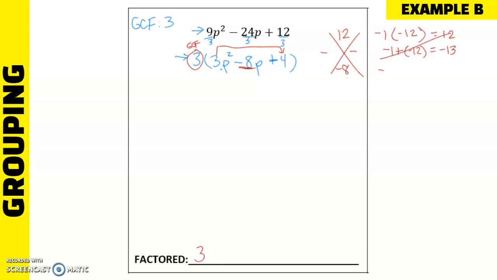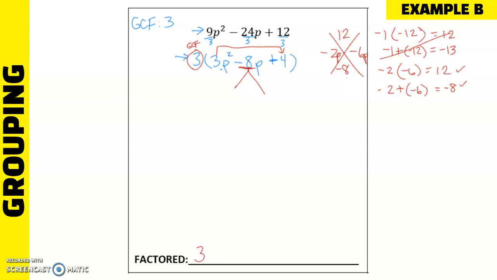So let's try the next one. If I do negative 2 times negative 6, that's positive 12. If I do negative 2 plus negative 6, that's going to be negative 8. Hey, that's what I want. It gives me both of them. So I have negative 2, negative 6. This is going to split the middle term, okay? Because negative 2p plus negative 6p equals negative 8p.